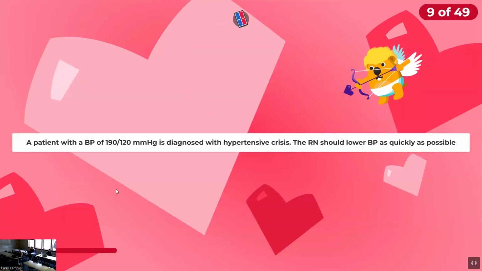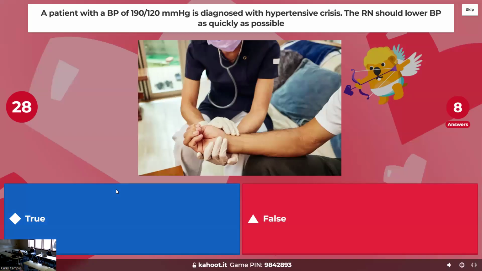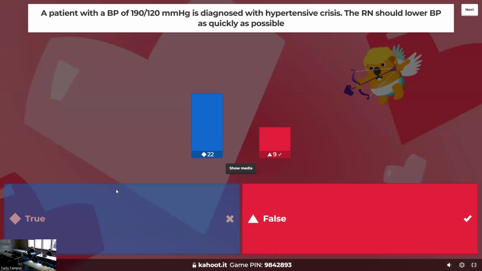True or false? A patient with blood pressure of 190 over 120 is diagnosed with hypertensive crisis. The nurse should lower blood pressure as quickly as possible. Close. False.